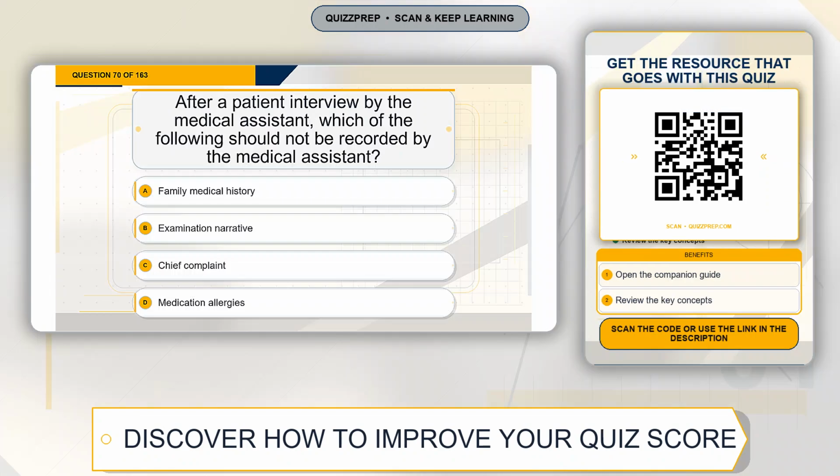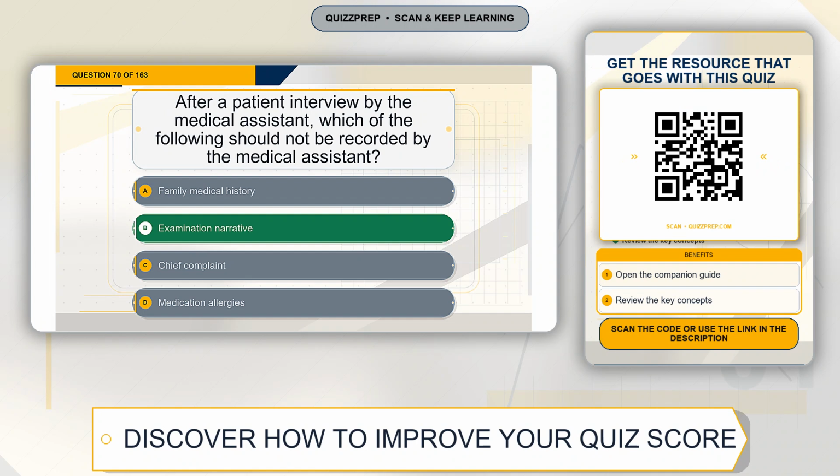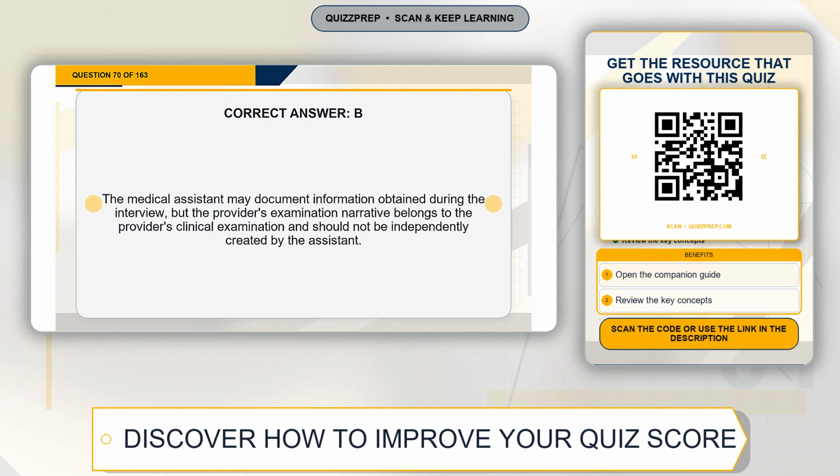Question 70. After a patient interview by the medical assistant, which of the following should not be recorded by the medical assistant? Option A, family medical history. Option B, examination narrative. Option C, chief complaint. Option D, medication allergies. The correct answer is option B, examination narrative. Explanation. The medical assistant may document information obtained during the interview, but the provider's examination narrative belongs to the provider's clinical examination and should not be independently created by the assistant.